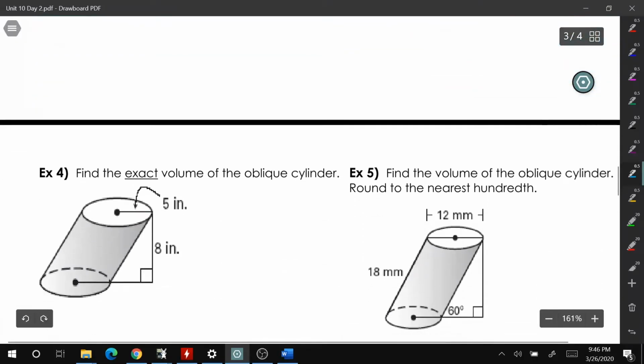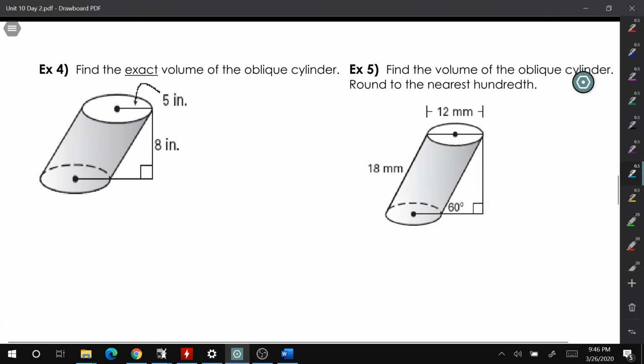Alright, so let's see how we can use that on the next page. We have this cylinder here. This is an oblique one because it's slanted. We're going to find the exact volume, so we want to leave pi in our answer. This is the height of our cylinder. Kind of like how we used to have some triangles where the height of the triangle was outside it when we were calculating area. Same idea here, where the height of this cylinder is actually outside of that cylinder.